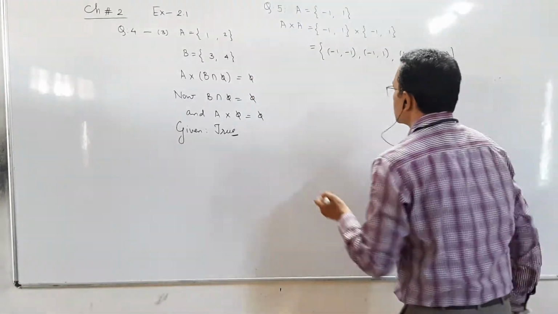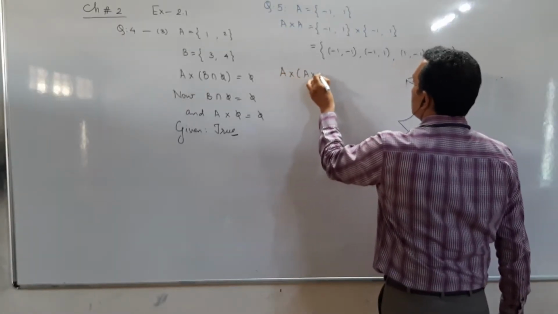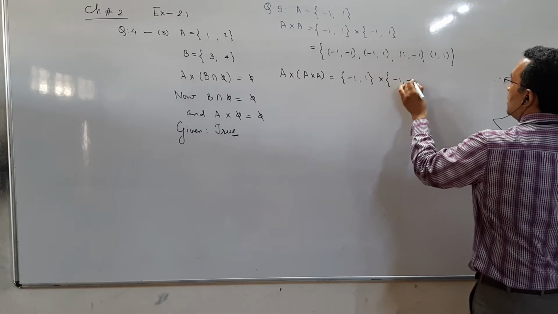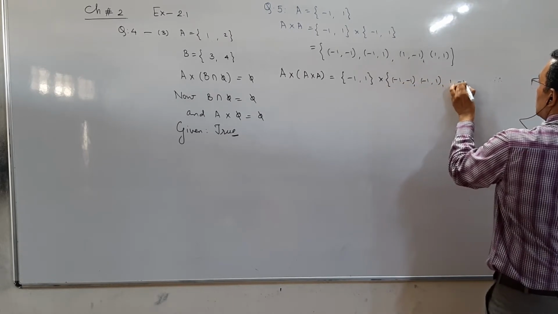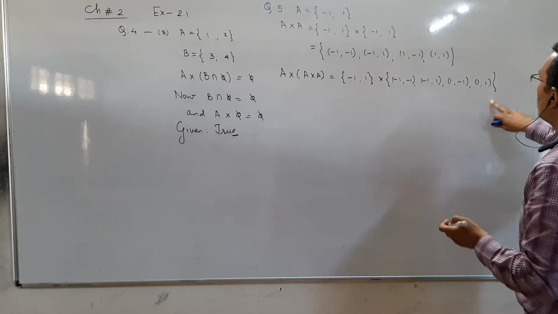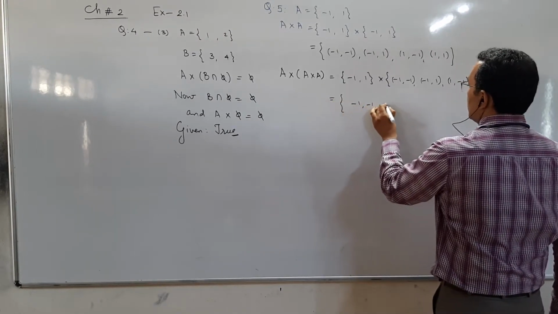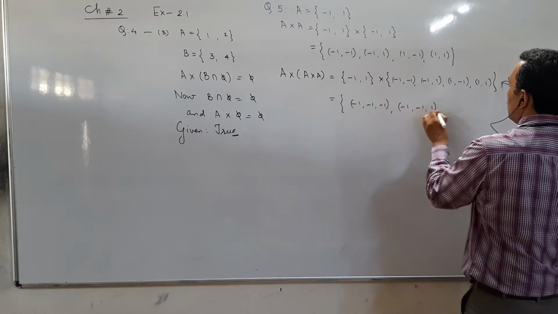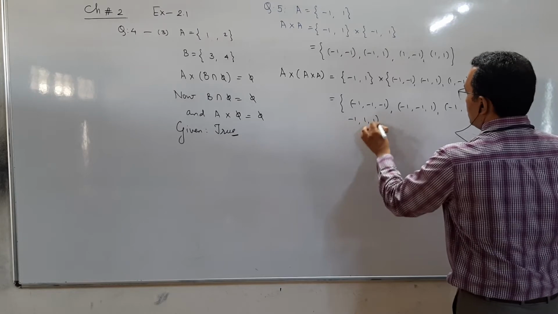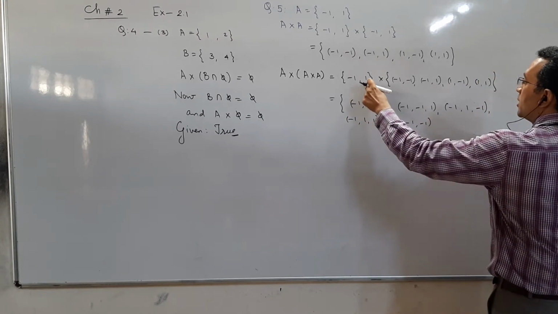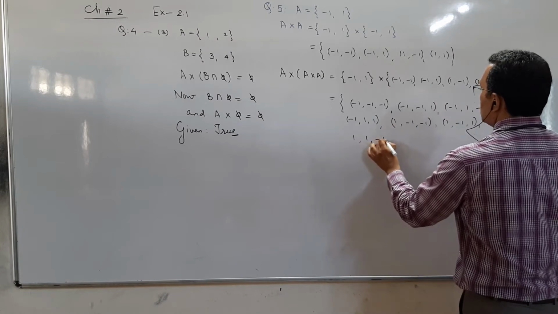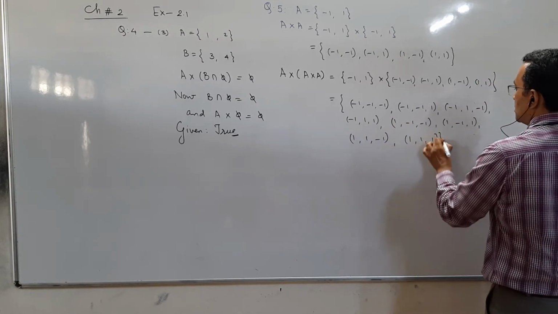Now if I want to operate A cross A cross A, then this is {-1, 1} cross the four pairs (-1, -1), (-1, 1), (1, -1), (1, 1). Take -1 and multiply with all 4 pairs, so this becomes triplets: (-1, -1, -1), (-1, -1, 1), (-1, 1, -1), (-1, 1, 1). Then multiply 1 with all 4 ordered pairs: (1, -1, -1), (1, -1, 1), (1, 1, -1), and the last triplet will be (1, 1, 1).